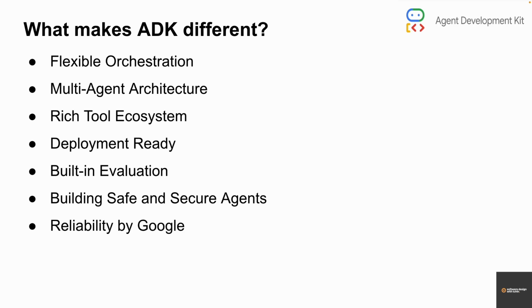We can have rich tool ecosystems. Equip agents with diverse capabilities like pre-built tools such as search or code execution, create custom tools, or integrate third-party libraries like CrewAI or LangChain, or even use other agents as tools. You can even include MCP as well. Now it is deployment ready. You can containerize and deploy your agents anywhere, run locally, scale with Vertex AI Agent Engine, or integrate into custom infrastructure using Cloud Run or Docker.